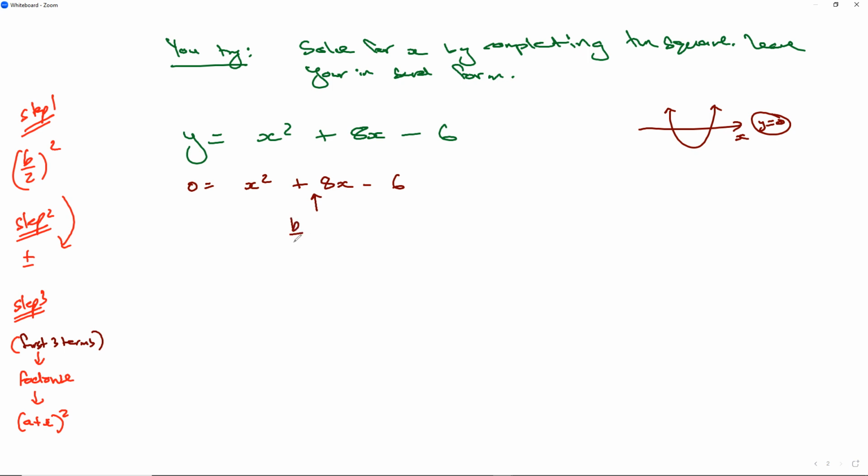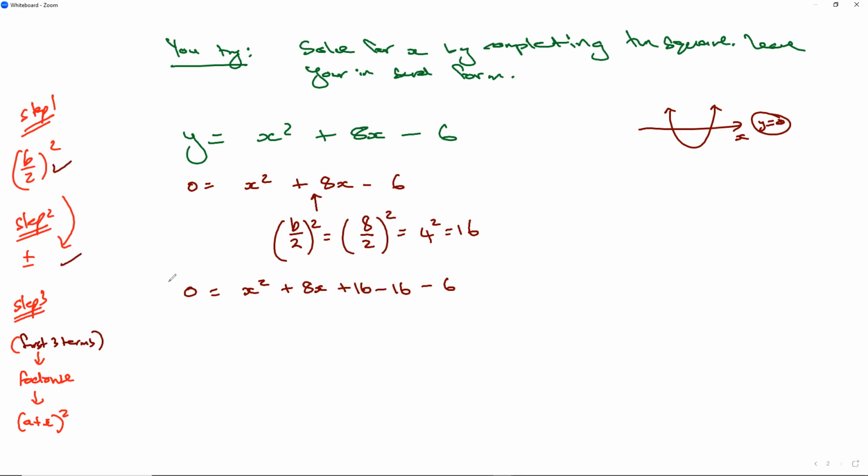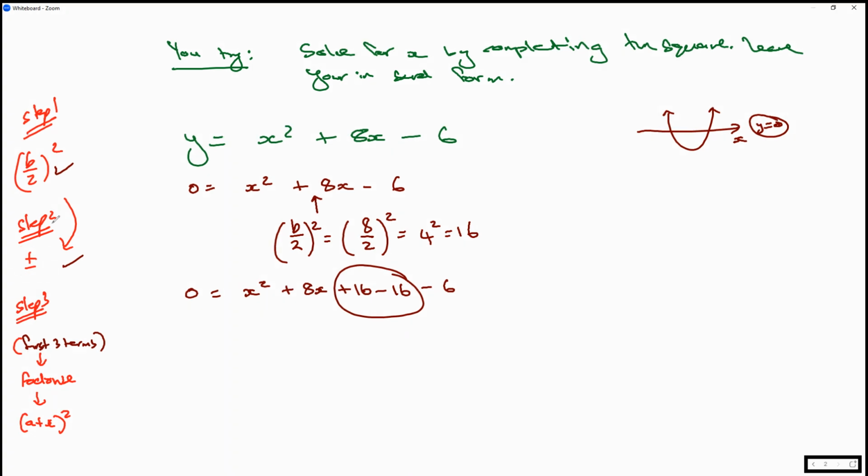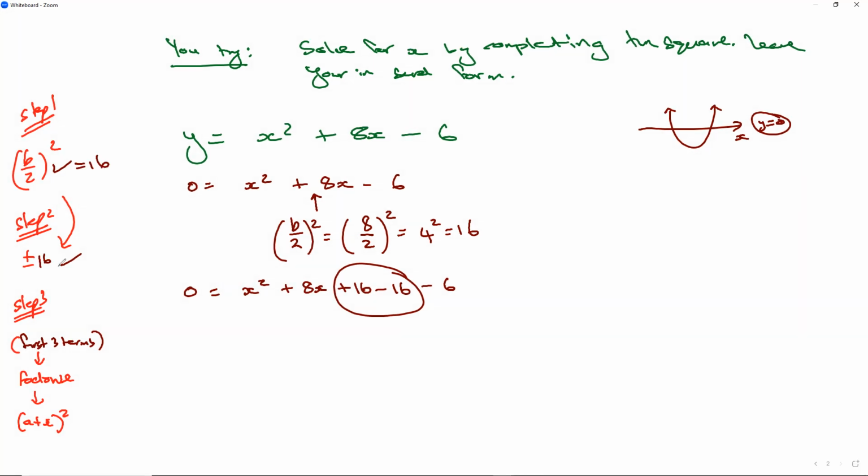which is that value, divided by 2, and square it. So we're going to end up with 8 divided by 2, squared, which will become 4, and 4 squared will equal 16. So we end up with 0 equals x squared plus 8x plus 16 minus 16 minus 6. And from here, step 2 is done, because we plus and minus it, just like we expected, plus minus 16.